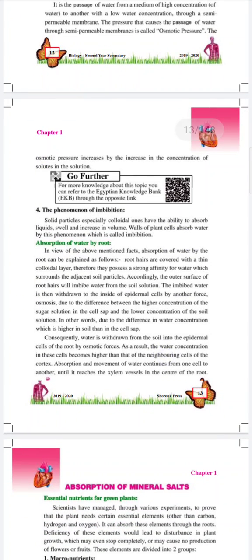Last thing, the phenomenon of imbibition. What's the meaning of imbibition? Some solid particles, especially wood, absorb liquid and increase in volume. So in imbibition, the cells swell and increase in volume.